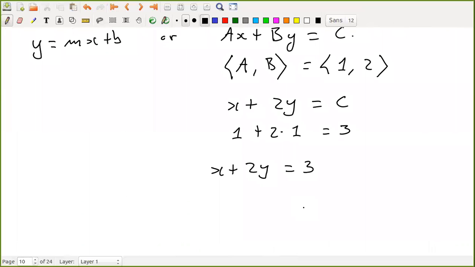And then I'll go ahead and do this. If you want to write this in y equals mx plus b form, let me change to blue. You can just solve this for y. And so this becomes y is equal to minus x over 2 plus 3 divided by 2.